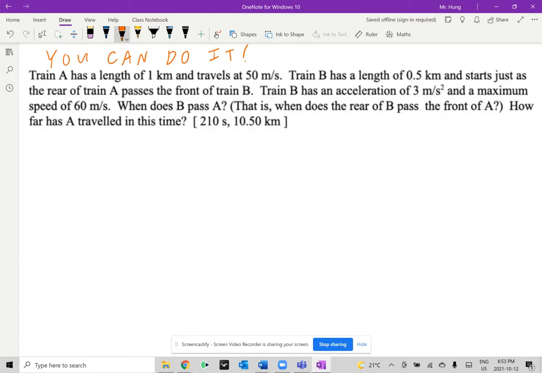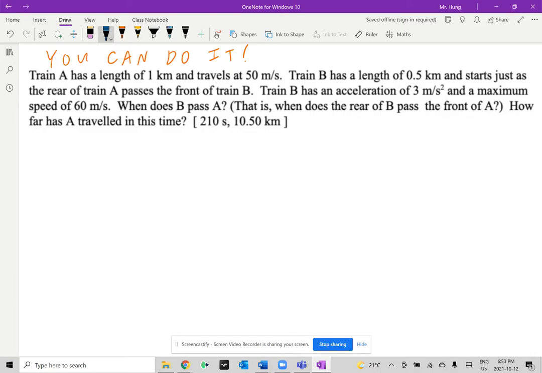Train B has an acceleration of 3 meters per second squared and a maximum speed of 60 meters per second. When does B pass A? That is, when does the rear of B pass the front of A? How far has A traveled in this time?